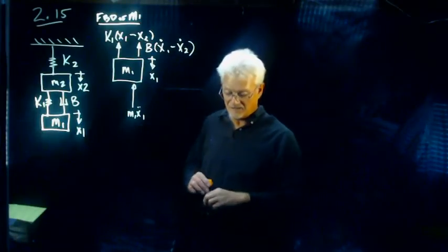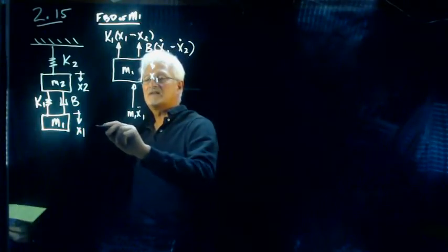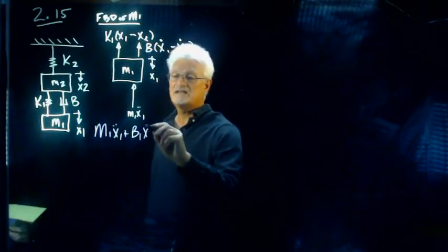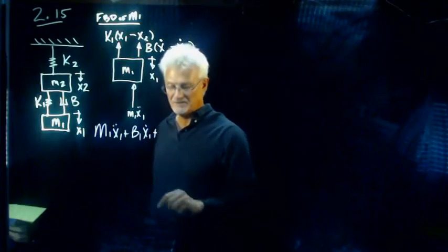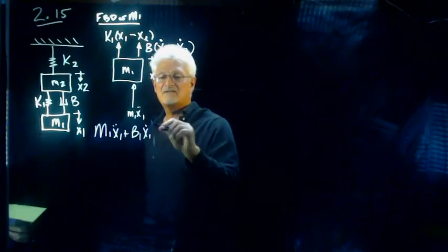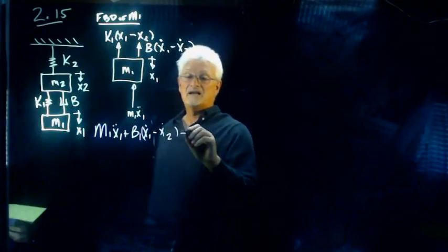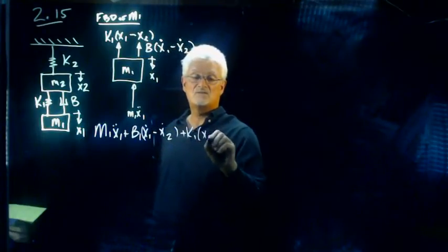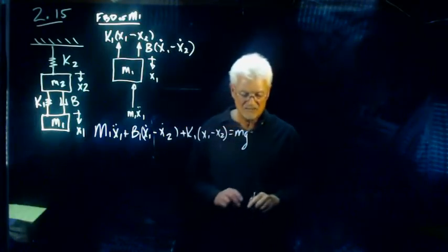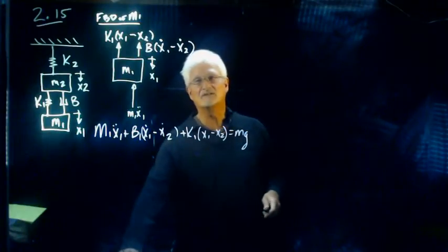So now I can write the equation of motion for the system. The equation of motion is going to be M1 X double dot 1 plus B times (X dot 1 minus X dot 2) plus K1 times (X1 minus X2) equals mg. So that's my equation of motion.